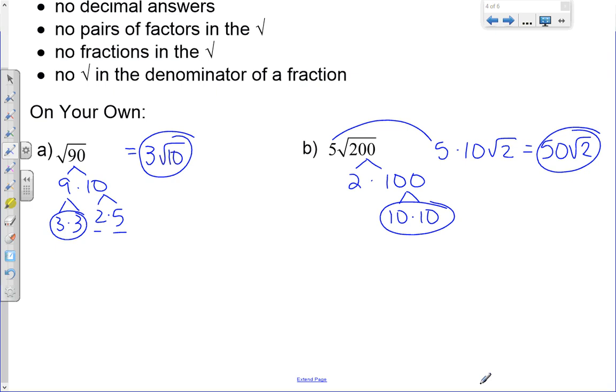You should have found a pair of 5s and a pair of 2s, am I correct? If you broke it all the way down, guys? And that 5 times 2 gives you the 10 there. I thought I saw another hand. Dylan.